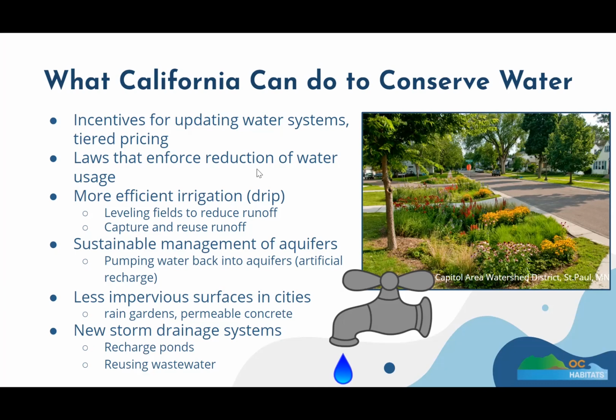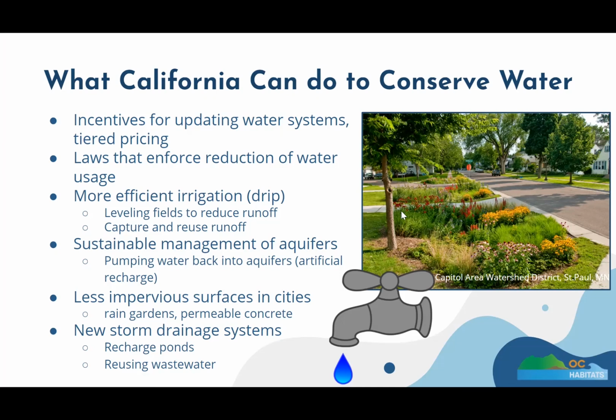Something from earlier, we can have more efficient irrigation. We can have drip irrigation, which is more efficient than sprinkler or surface irrigation. Another thing that can be done on farms to help with the loss of water from irrigation is to level their fields so that the water will not run off through the little hills. And we can also capture and reuse that runoff. Those are some things that farms can do, since, as we mentioned, a lot of our water is used for agriculture.